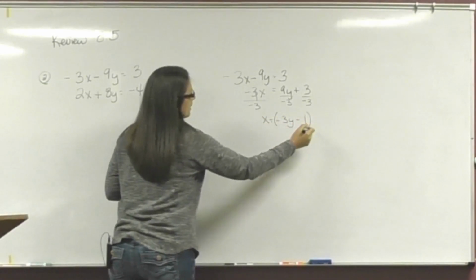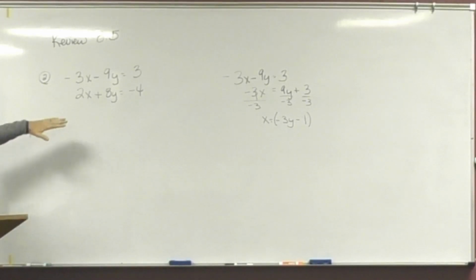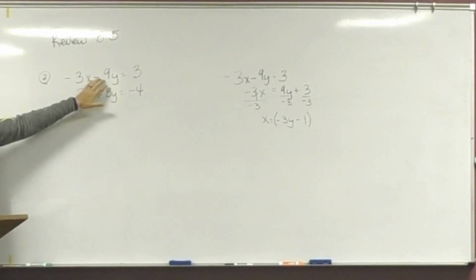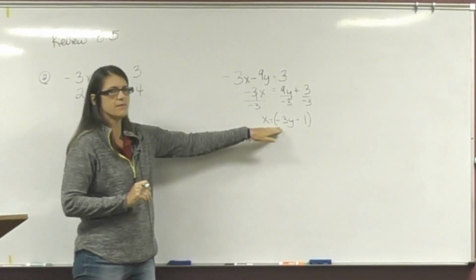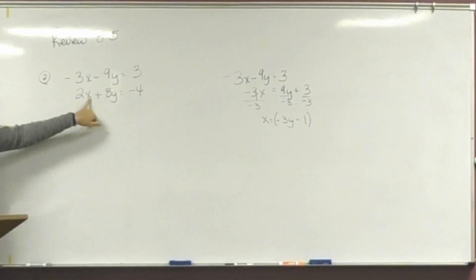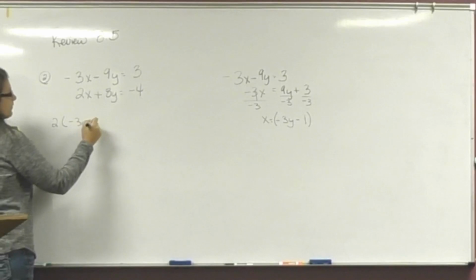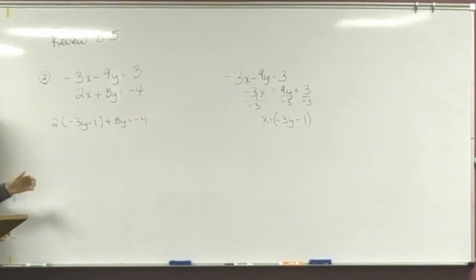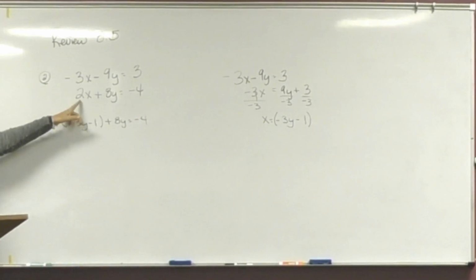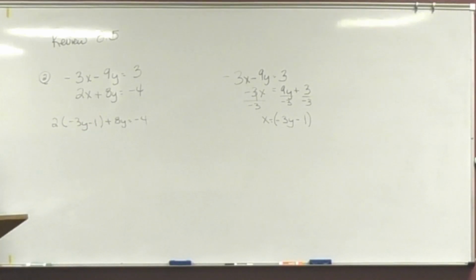I'm going to group it because in my other equation, I'm going to substitute that in for x. So this is the one that I just worked with. Since -3y minus 1 equals x, I'm going to plug it in right here in the second one. All of this is the same, but with -3y minus 1 substituted in for x. That's why it's called the substitution method.